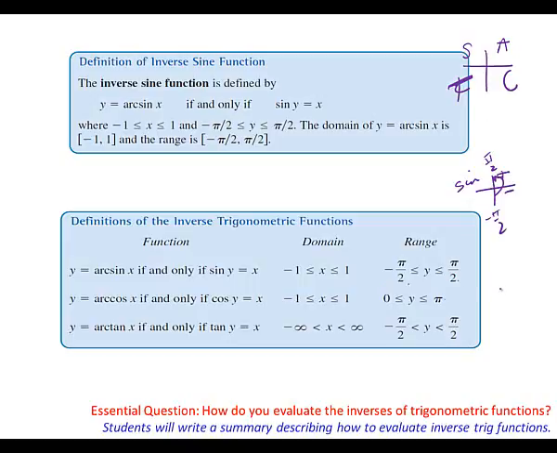Okay? For cosine, I know cosine is positive here and negative here. And that's the only place on there where it's continuous and would work like that. So cosine is valid from 0 to π. Okay, so I'm only going to look in quadrant 1 or quadrant 2 for answers. Tangent is the same as sine. In quadrant 4, it's negative, and in quadrant 1, it's positive. So I can go from -π/2 to π/2. And that way it's continuous, and I get one positive answer and one negative answer.